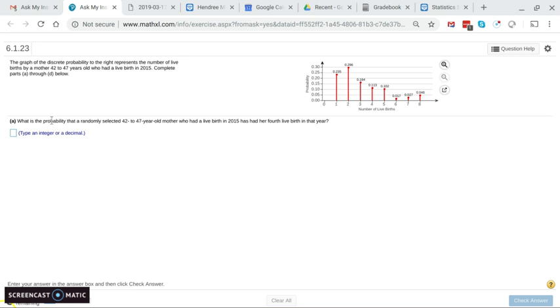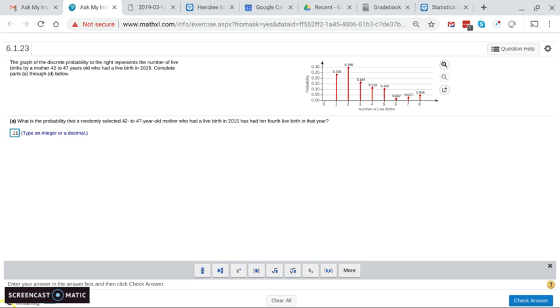So the question is, looking at this graph, what is the probability that a randomly selected 42 to 47-year-old mother who had a live birth in 2015 had her fourth baby? We just look at that, and the probability of that is 0.113, about 11%, right?